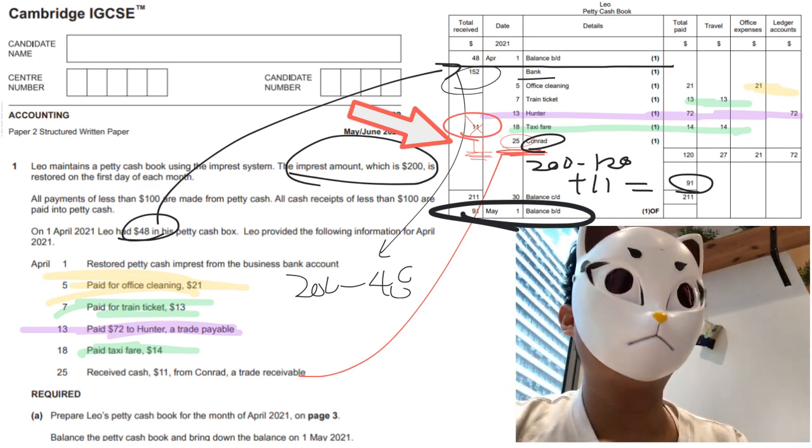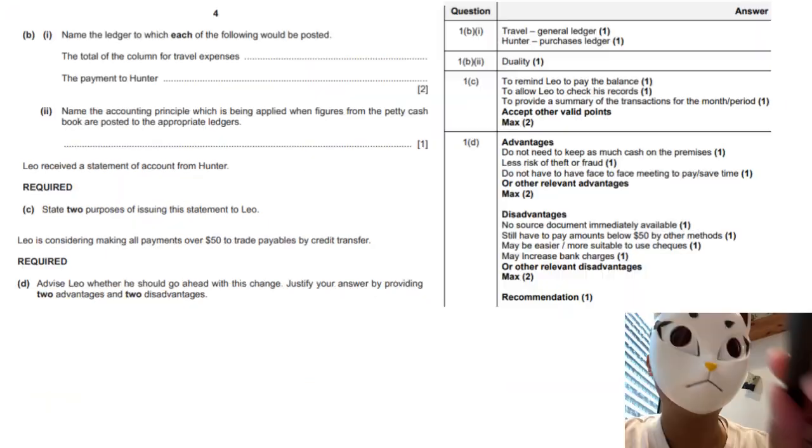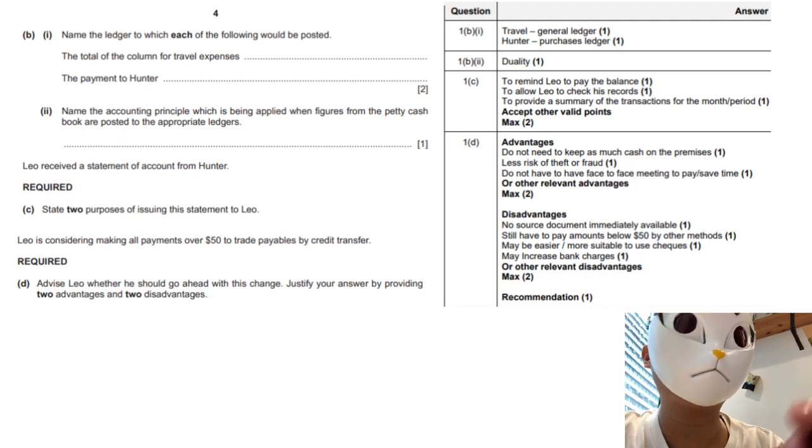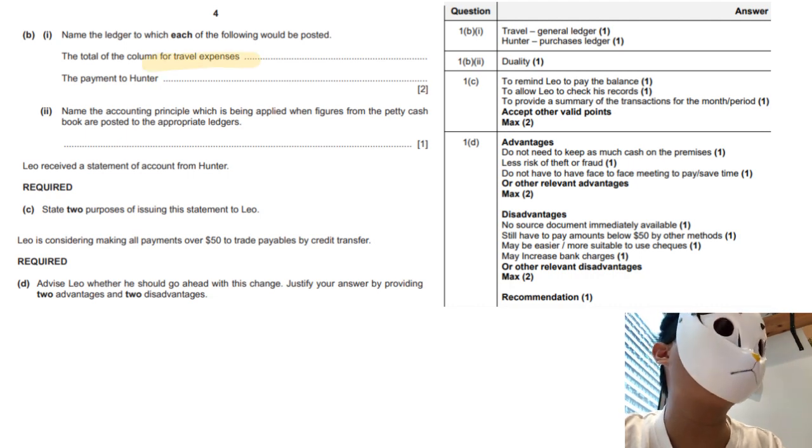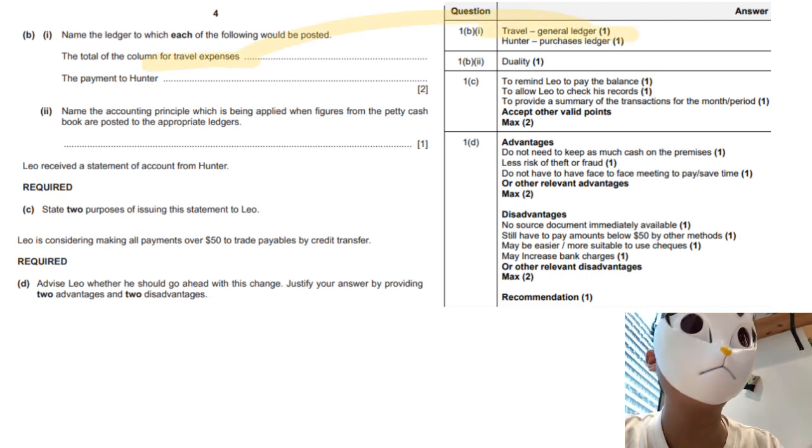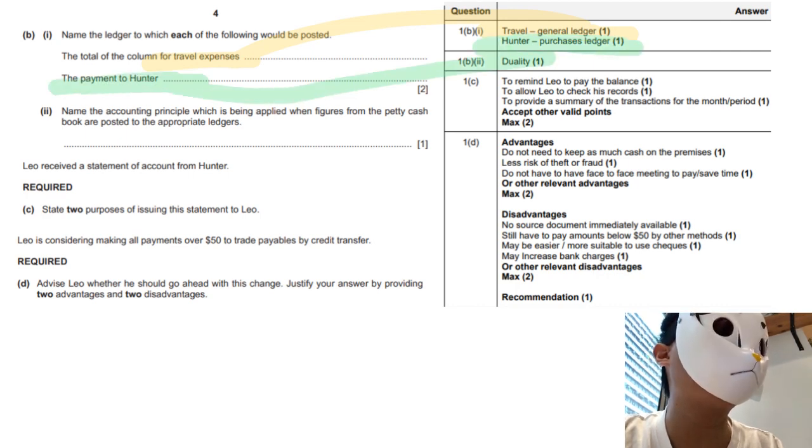So this is for part A. For part B, it's about the ledger accounts. Travel expenses, of course, general ledger. The payment to Hunter, that is a supplier, of course, purchase ledger. Straightforward.